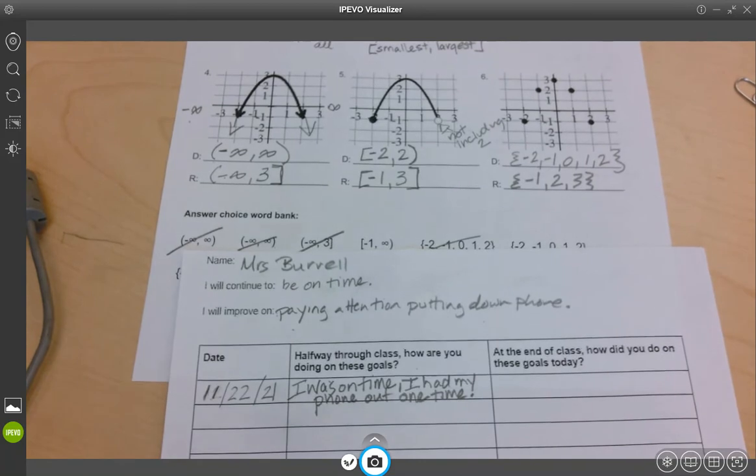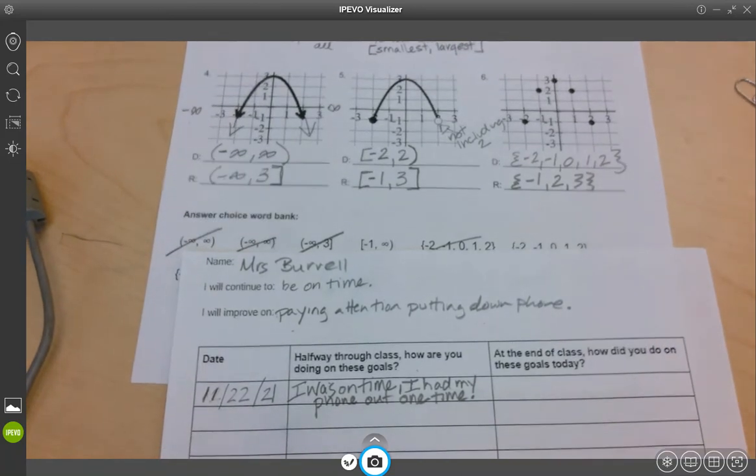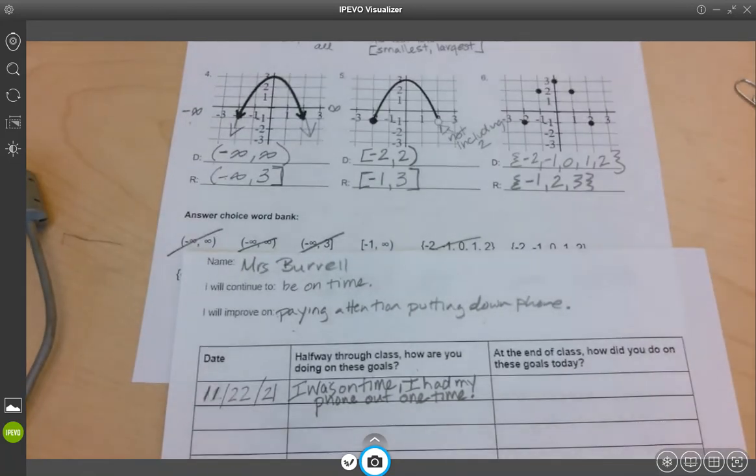All right, and then we're going to turn the page to the back. So when you're done with that, we're going to turn to the back. I think we're going to need Desmos eventually on the back.